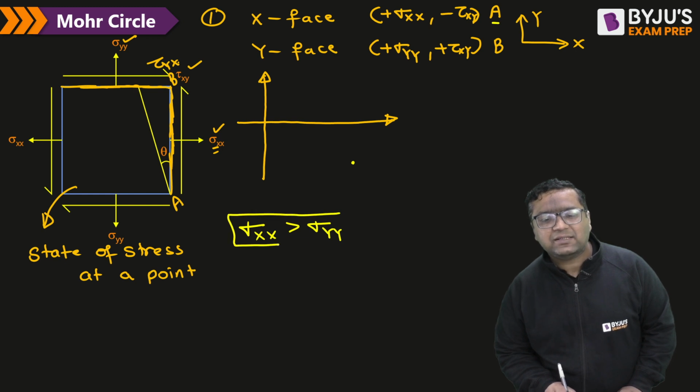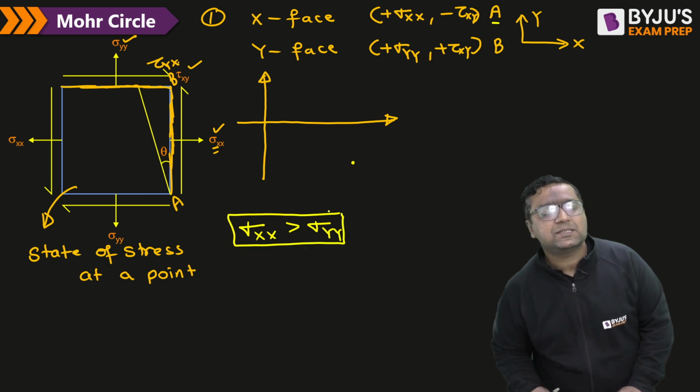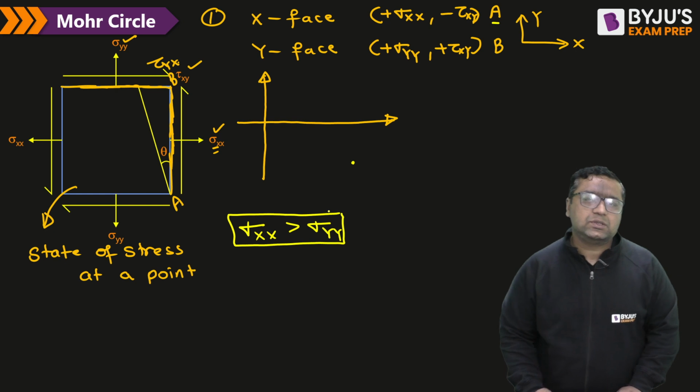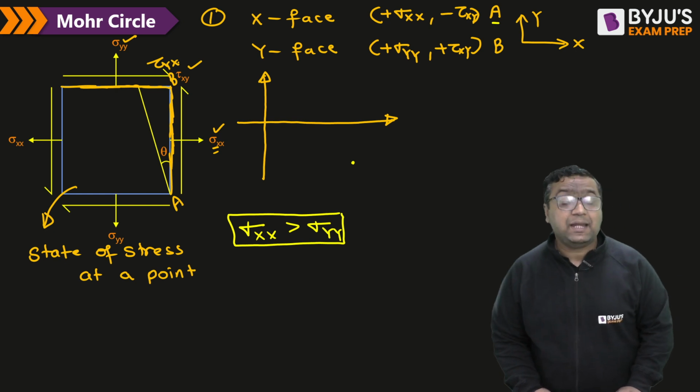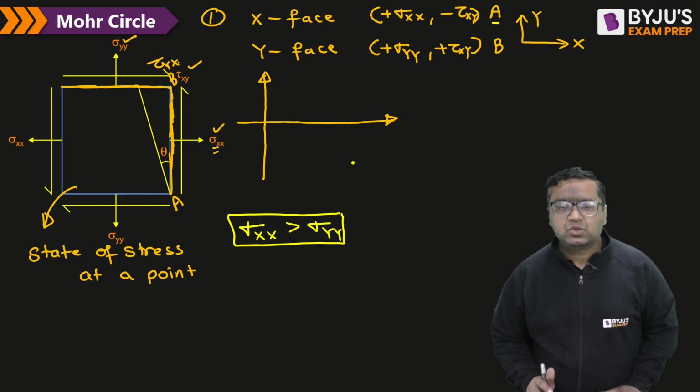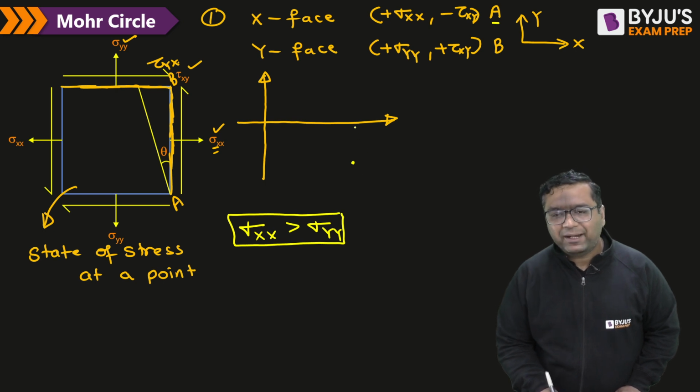Dear, this is our assumption, because in the real case, when you are given the values, by looking at the values you will get an idea which one is bigger. So here I am taking sigma xx is more than sigma yy. So this point will be representing sigma xx on the x-axis and tau xy on the y-axis.